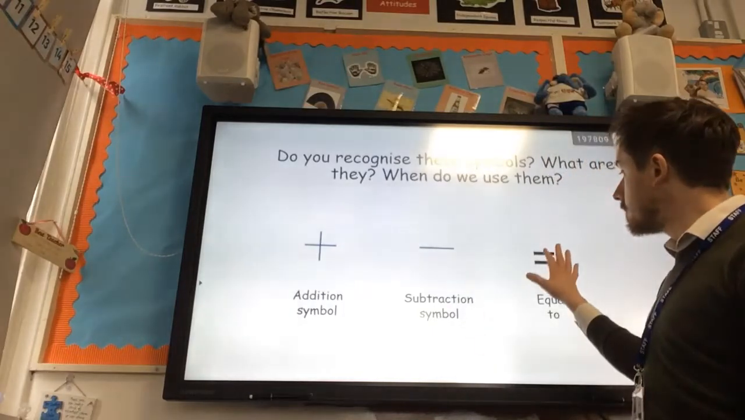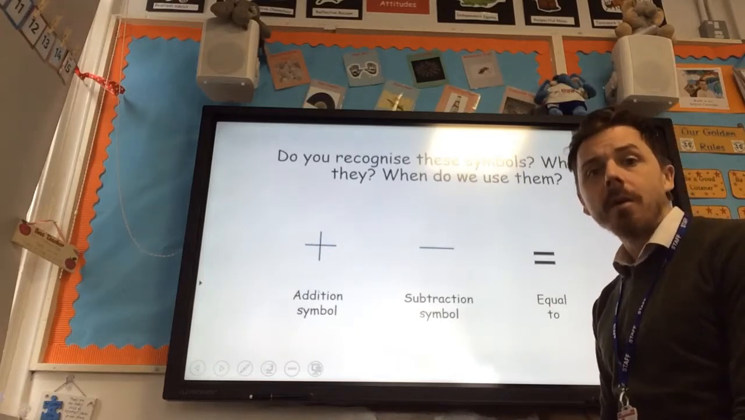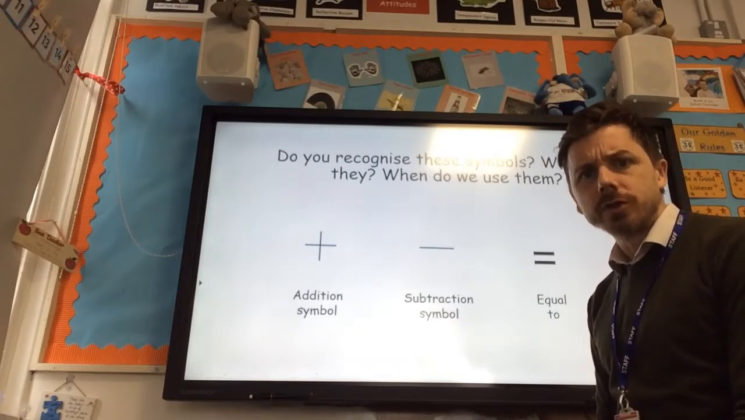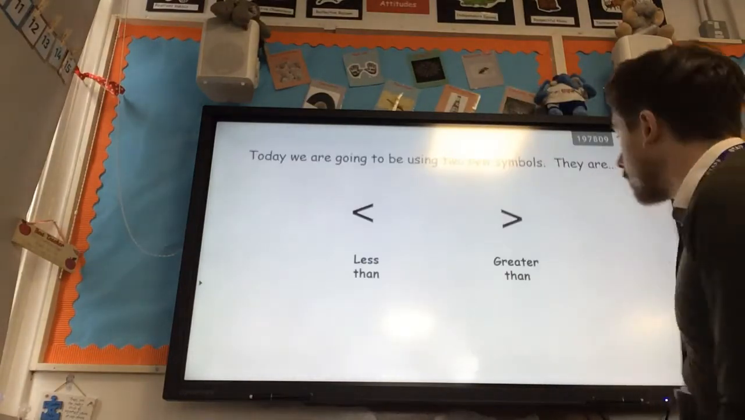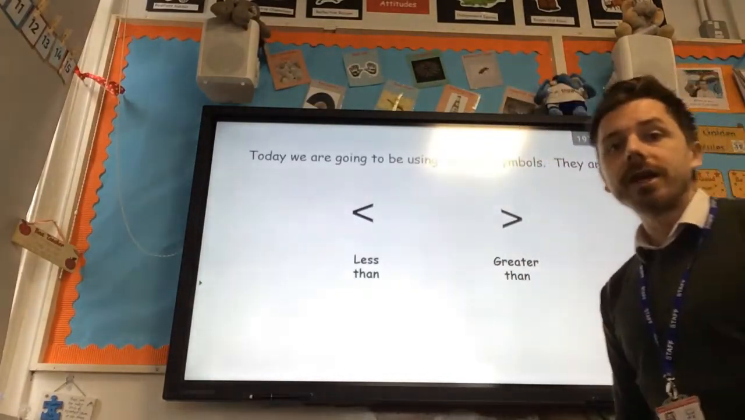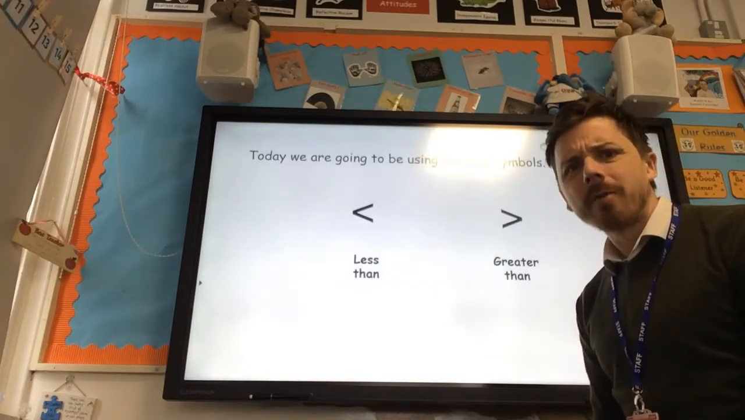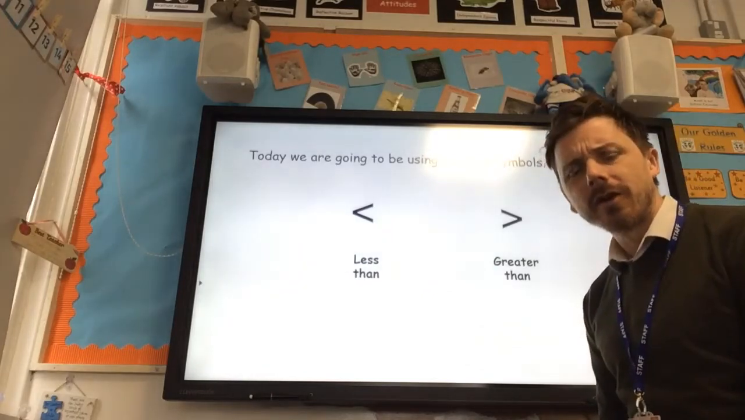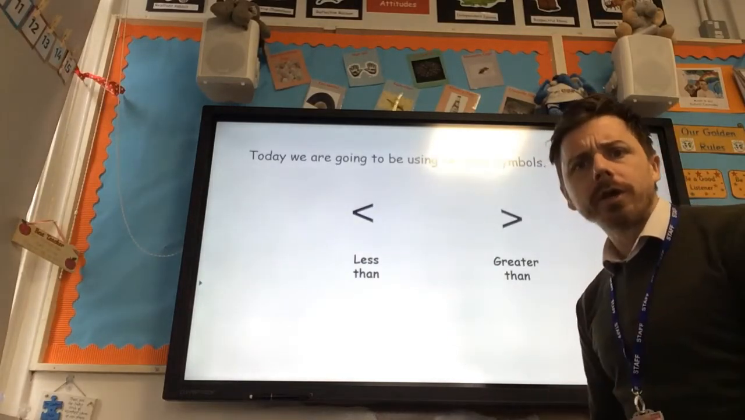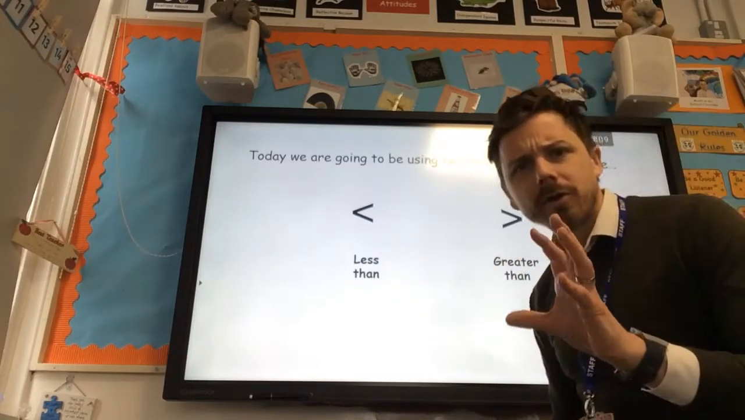We're actually going to be using this guy here, the equal sign is going to be coming with us today. But first what I want to do is introduce you to two new symbols. Now, these two new symbols are called less than and greater than. They look a little bit like a tick, don't they? They're not very memorable. So what I want you to do is look at these two symbols, the less than and greater than, and I want you to use your imagination.